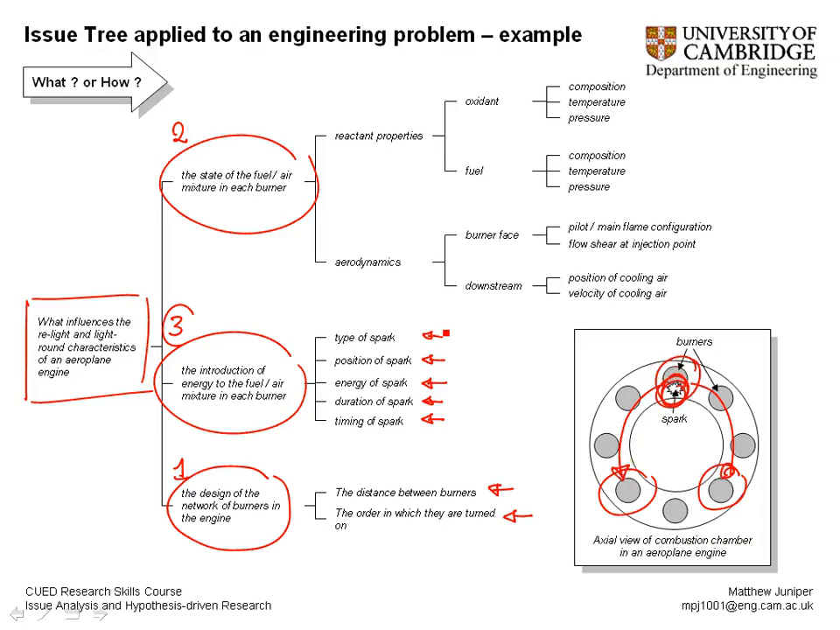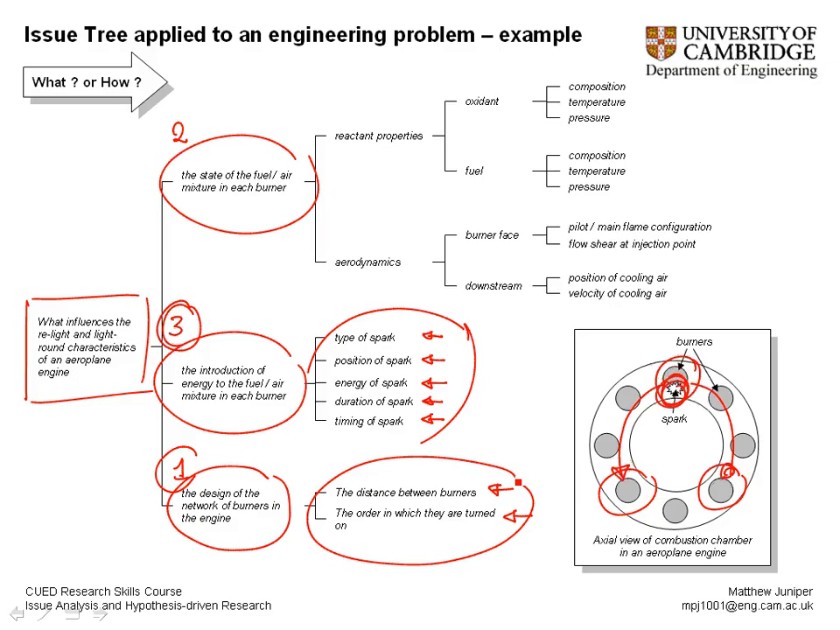So you see, what we've done so far is take this rather open question about what influences the light round characteristics, and divide it up into three areas. We've looked now in fair detail at the first area and the third area, and we've got some quite interesting conclusions. One of them concerning the type of spark we're going to have, the other one looking at the network of burners. And these are various things we might like to investigate in more detail.